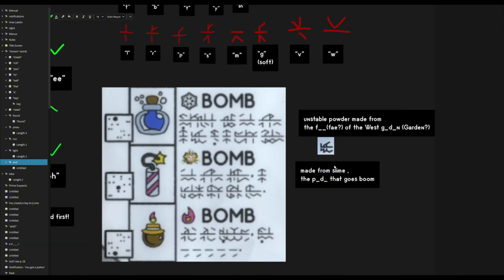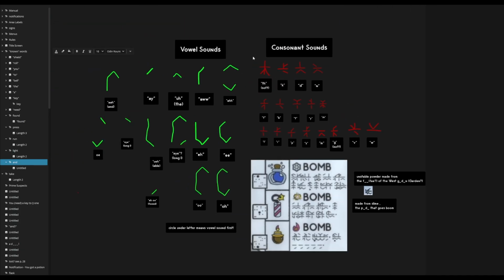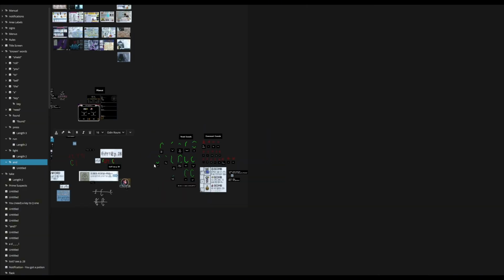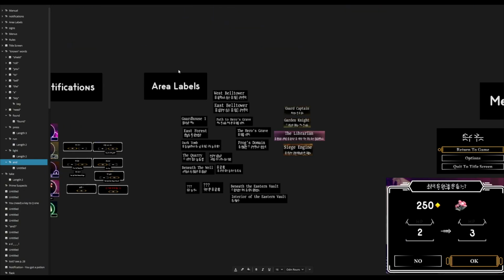Okay, made from slime, the part that goes boom. All right, I think we've hit a good point. I actually translated something. I translated a whole thing. It feels good. We learned a lot more letters, a lot more consonant sounds, a lot more vowel sounds, I think. And next up, I want to start tackling these.